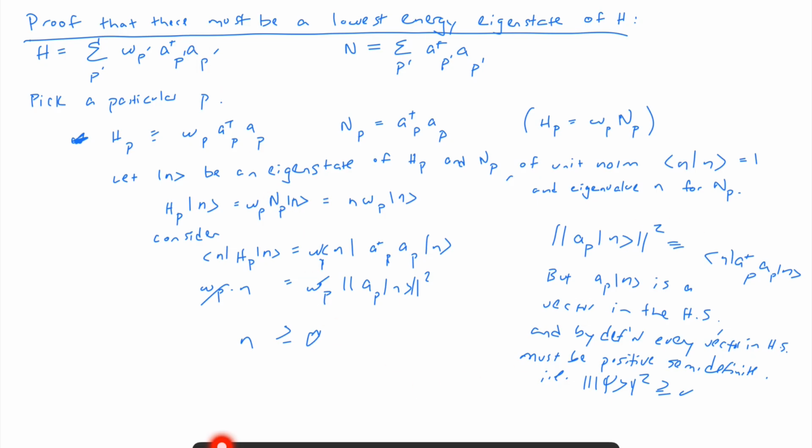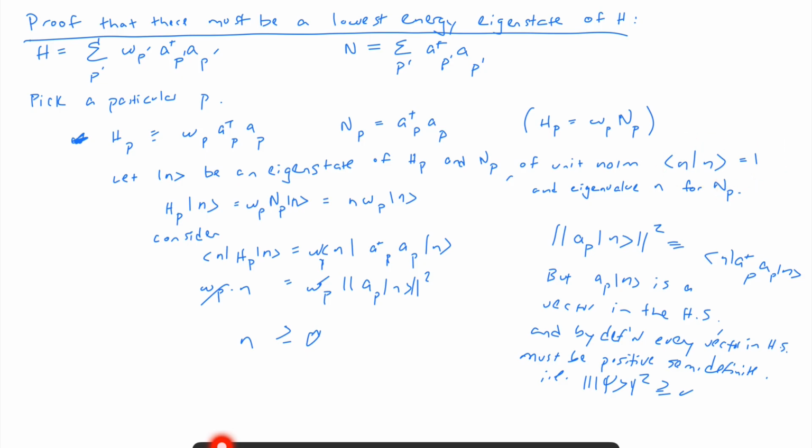You can take a quick look at this, but it just has to do with this particular fact that, let's say we pick a particular P, we have H_P equal to A†_P A_P ω_P. This is one particular sub value of this Hamiltonian operator. Same thing with the number operator over here, A†_P A_P, and we have this relationship over here. Let |n⟩ be an eigenstate of H_P and N_P of unit norm. So we're assuming that the eigenstates of H_P and N_P can be normalized.